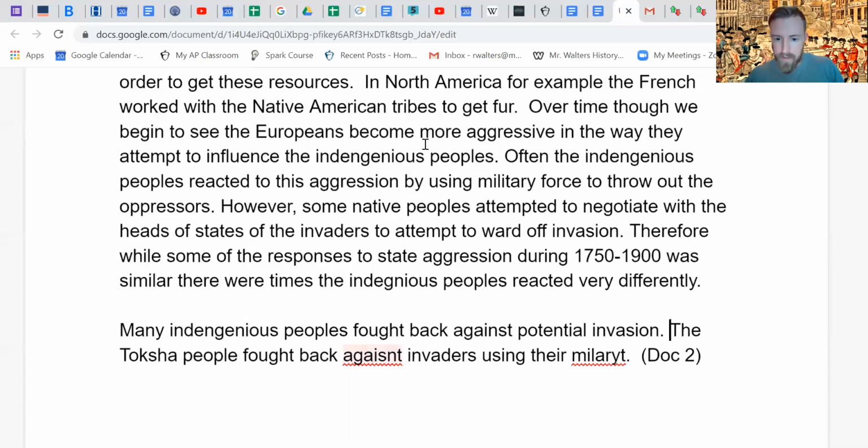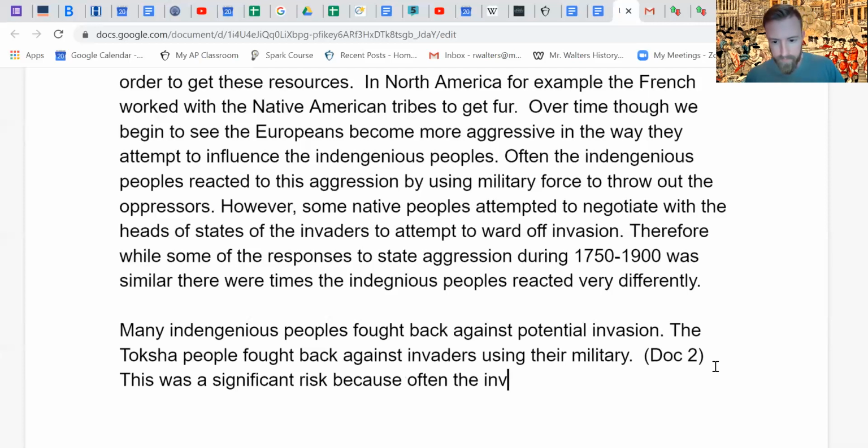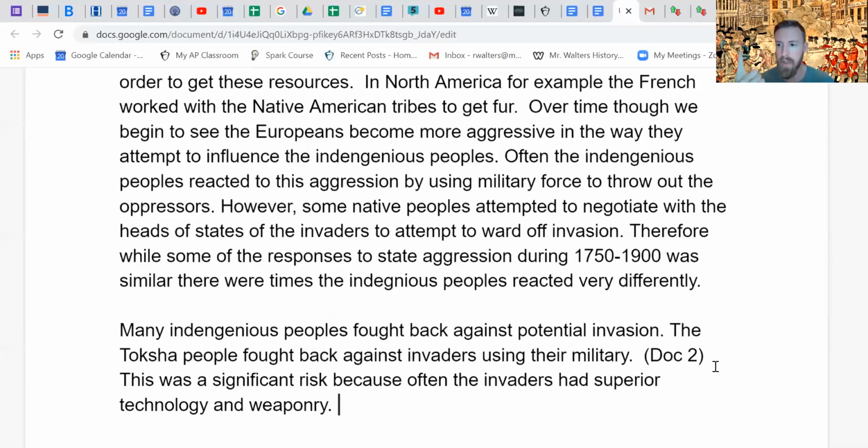Okay, so I start off with a topic sentence like that. Then I would say, here's one example: they fought back using their military. This was a significant risk, and this is where I'm going to give some historical context, because often the invaders had superior technology and weaponry. So I've used a document, connected it back, and provided some analysis, saying, look, this is why this is unique.